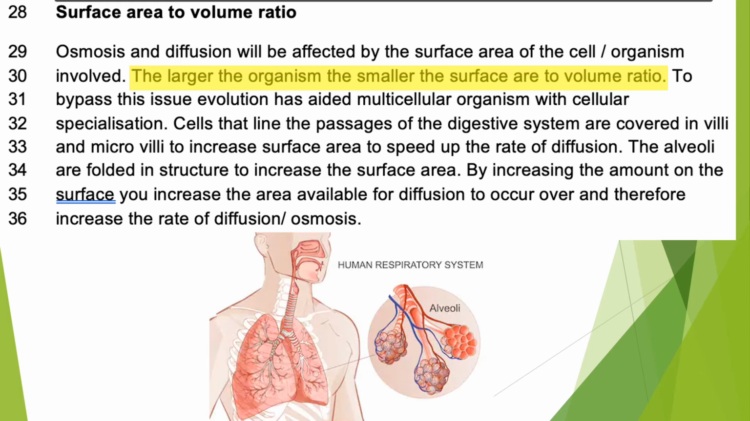In your digestive system, you have things called villi, which increase the surface area. Your lungs include things called alveoli that are folded in structure to increase the surface area. Your alveoli are located right here in your lungs, and they look like little sacs. Around the sacs, you'll notice two lines of red and blue. Those represent your arteries and your veins.